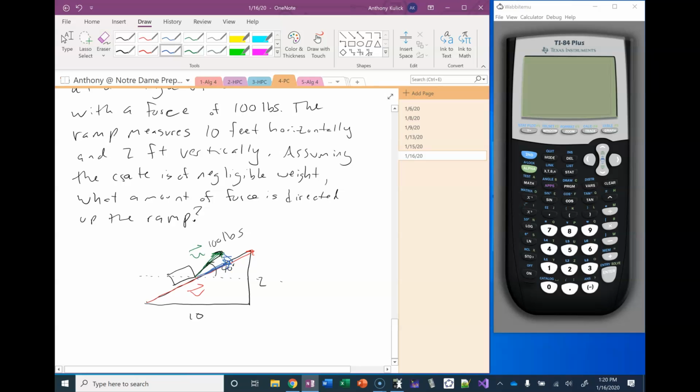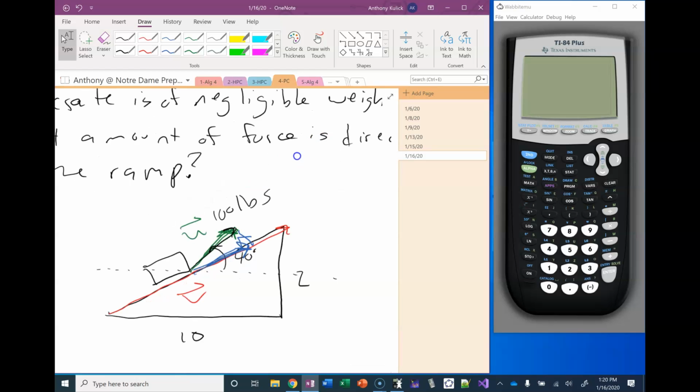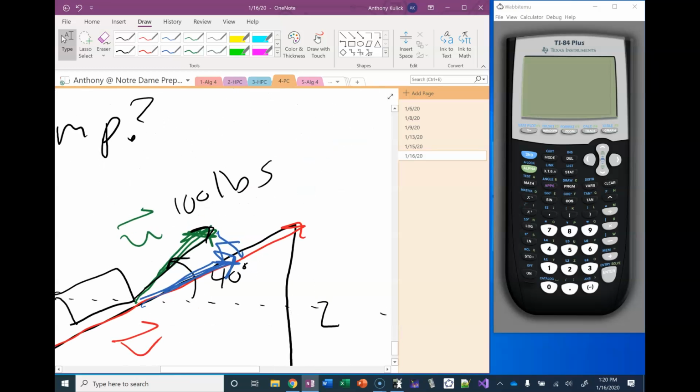I made kind of a mess out of that. It's hard to read it. I apologize. Let me zoom in a little bit. Okay. So the blue is my projection. Is everybody okay with the drawing?